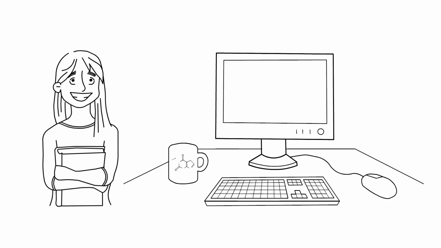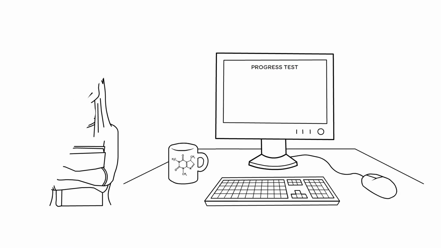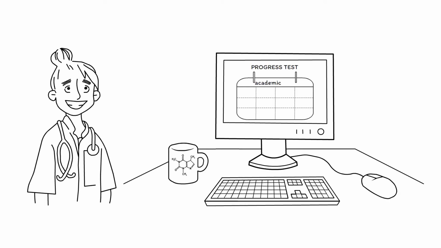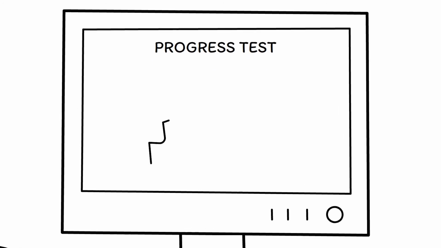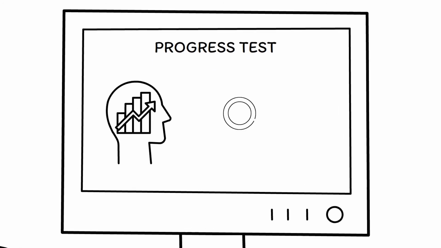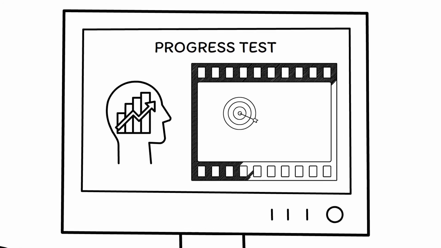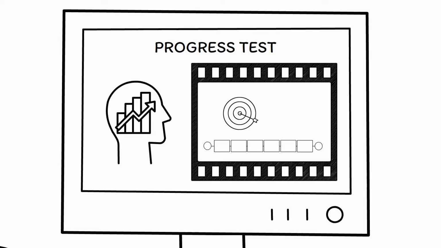You will soon be taking your first progress test. During your training as a doctor, you have to take this test 4 times per academic year. It measures the development of your knowledge during the medical degree programme. This video explains the purpose of the progress test, how the procedure works, and what this means for you as a new student.